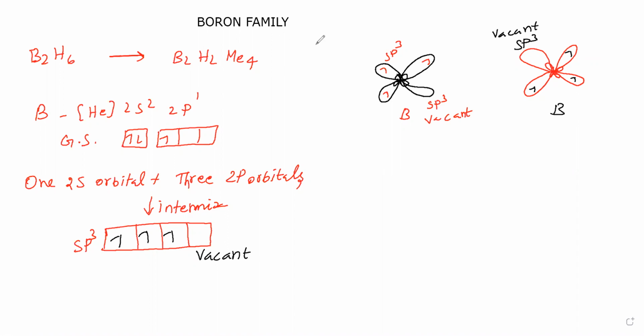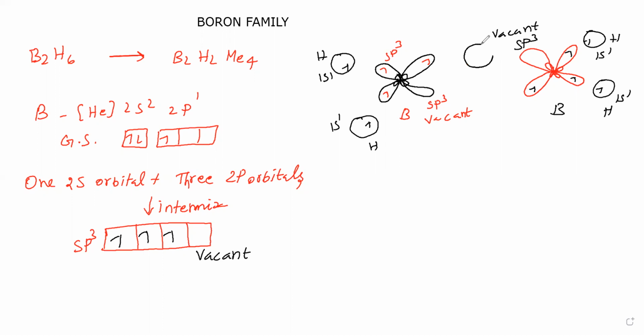Next, 6 hydrogen atoms are there. Each hydrogen atom gives a 1s1 electron. Here 1 hydrogen atom gives 1s1, 1 electron, and likewise for each of the six hydrogens, as we have given.